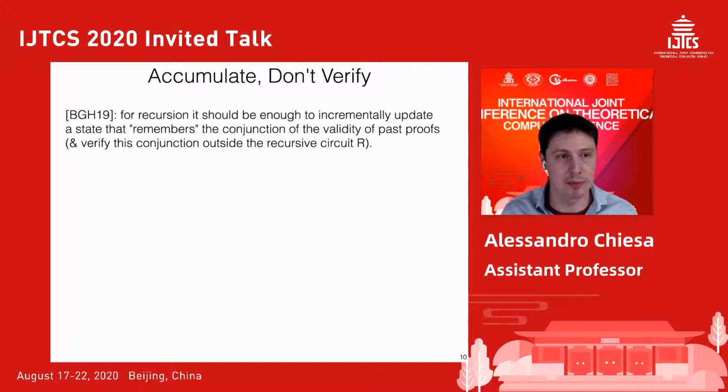Let me explain what it means. Just last year, there was a very nice paper that observed that really, for recursion, it should be enough to incrementally update a state that remembers the conjunction of the validity of past proofs. You don't really need to check all the past proofs. You just need to remember the conjunction of the validity of the past proofs. And then you can always check this conjunction outside the recursive circuit. Okay, this sounds potentially confusing, but we'll have lots of pictures to clarify this.